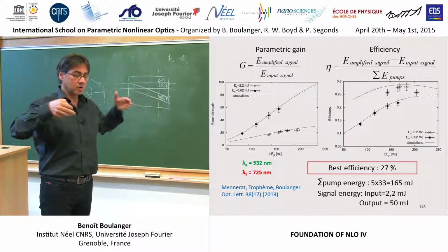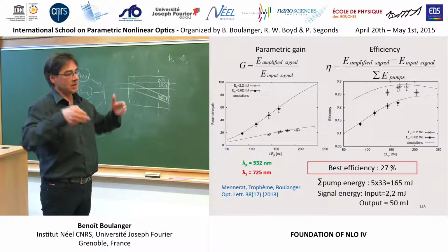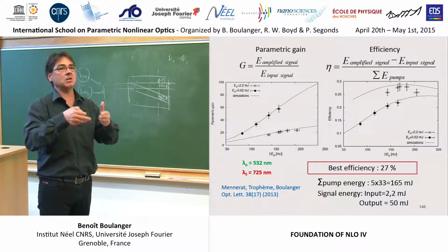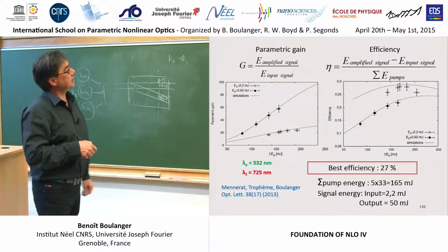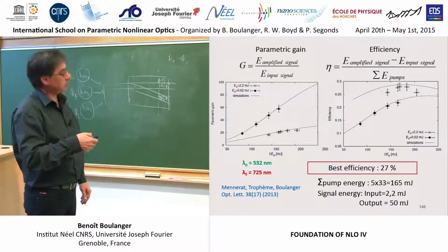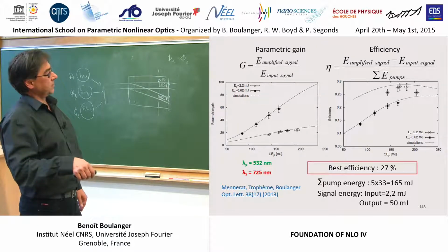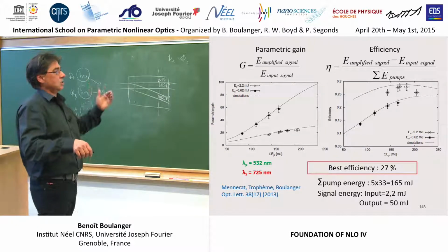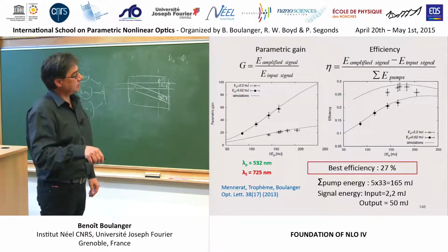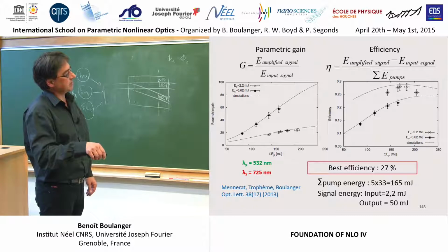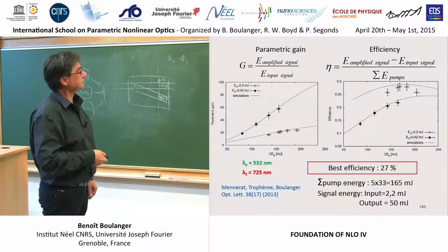You saw also that we were in a non-collinear configuration. It means, and we spent a lot of time to do that, that we had to optimize the non-collinear phase matching configuration. So one more time, a lot of calculations and experiments to validate the model, and the final experiments where we succeeded. So 27% of efficiency. The pump energy, five beams each having 33 millijoule, is a total energy of 165 millijoule. The input signal energy, the red beam, was 2.2 millijoule, and the output was 50 millijoule. So we were happy with this result.